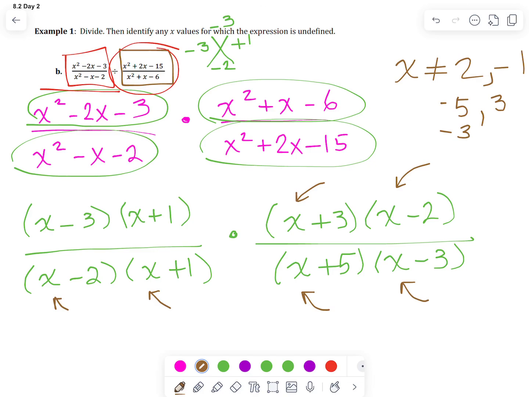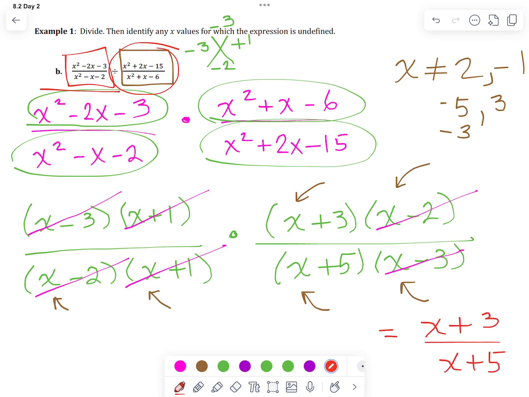All right, so now let's go ahead and begin canceling our common factors. So we have an x minus 3 and an x minus 3, an x minus 2 and an x minus 2, an x plus 1 and an x plus 1. So what's left is x plus 3 over x plus 5. Now be very careful. Do not cancel those x's. They are not common factors because they do not have a multiplication symbol between the terms. So here's our answer with our domain restrictions.